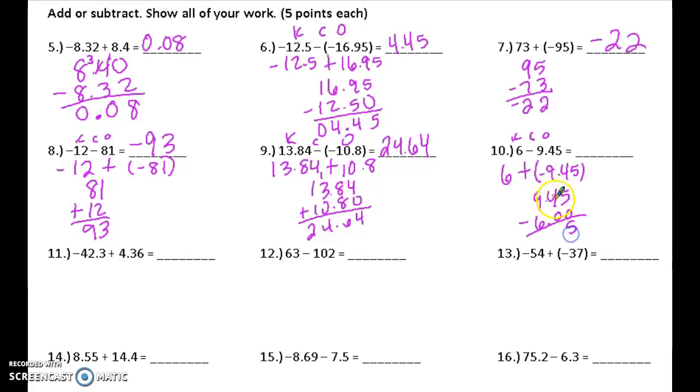5 minus 0 is 5. 4 minus 0 is 4. 9 minus 6 is 3. The number on top is negative, so my answer is negative.